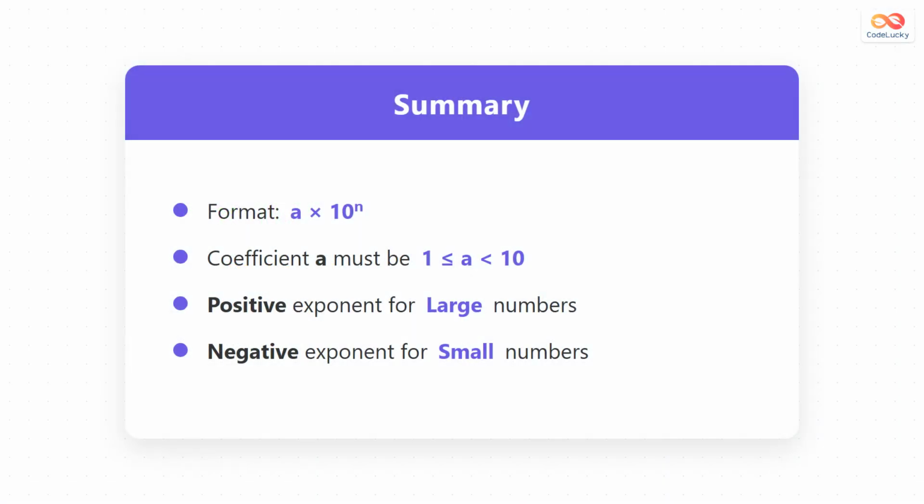To wrap up, remember these key points. Scientific notation always follows the format a times 10 to the power of n. Your coefficient a must be a number from 1 up to, but not including, 10. Use a positive exponent for large numbers greater than 10 and a negative exponent for small numbers less than 1. Master this, and you can handle any number the universe throws at you.